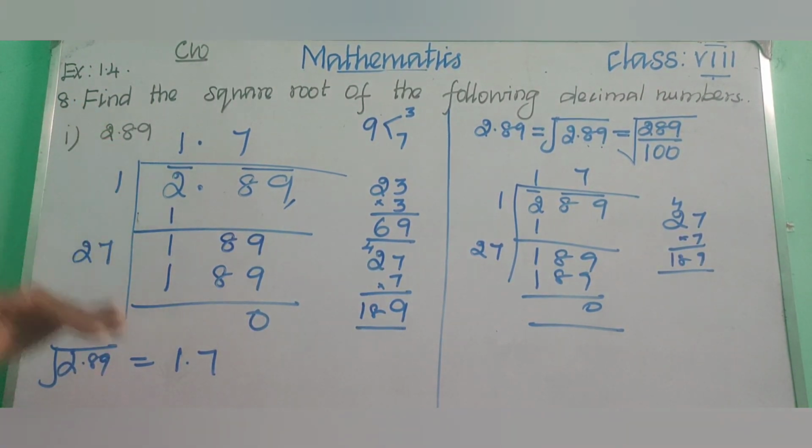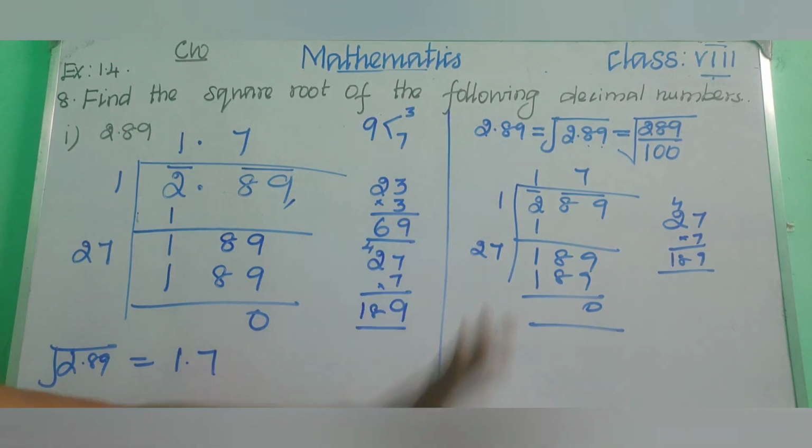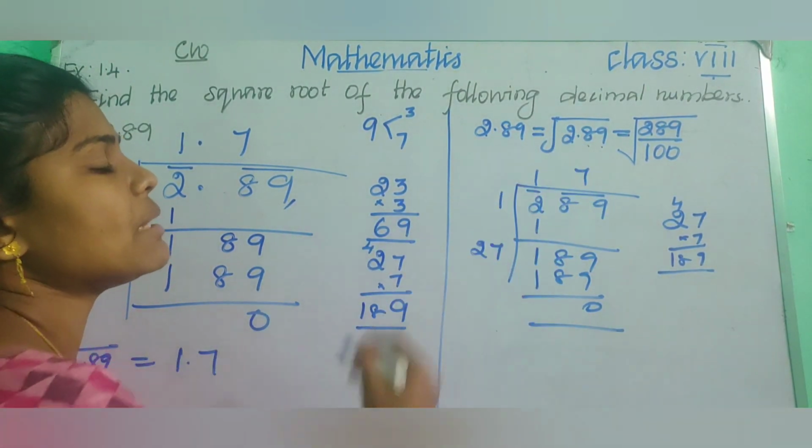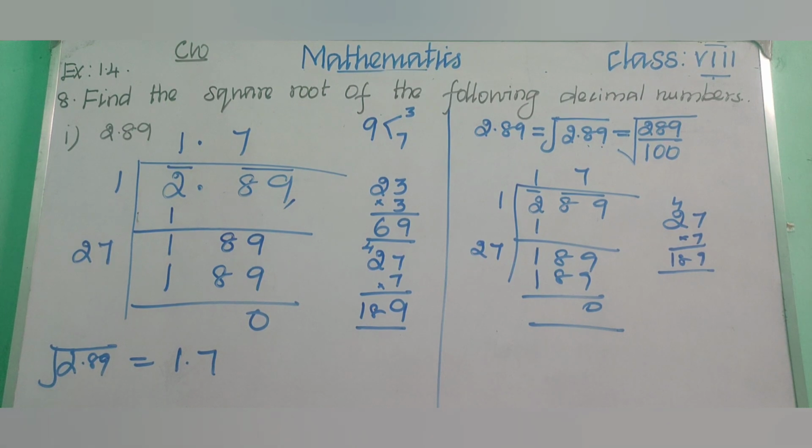Both of these are very easy, right? Here we did the straight long division, but here we just removed the decimal point and did the long division in the normal way. Is it clear, children? Both of them are the same. You can use any one of the methods. Okay, children?